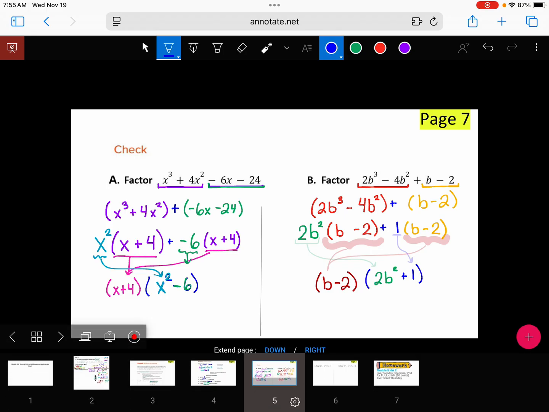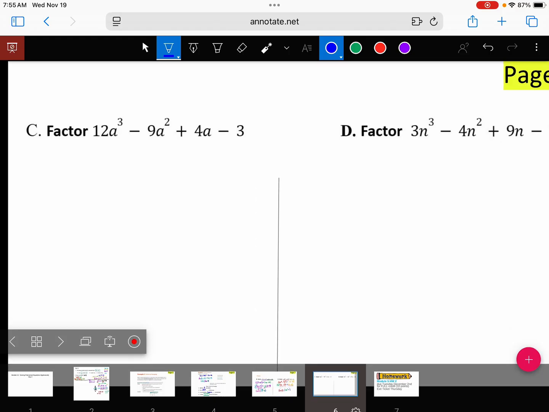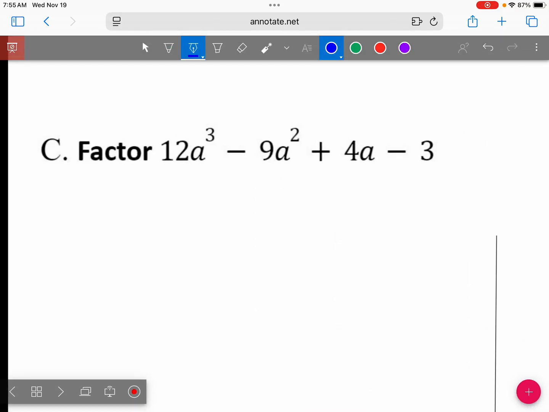Okay, let's do C, and we'll stop there. There's nothing wrong with D, but we have 4 minutes. So again, we start by breaking things into pairs. My 12a cubed minus 9a squared, I'm going to make that a pair. My 4a minus 3, I'm going to put those as a pair. So we're going to rewrite it, just breaking things up into smaller chunks. It's a lot easier to look at if I don't have to look at all 4 things at the same time.